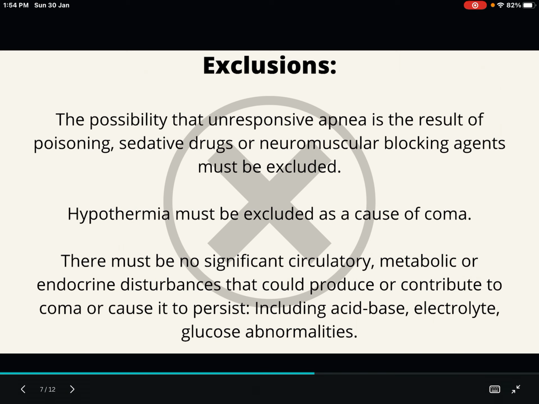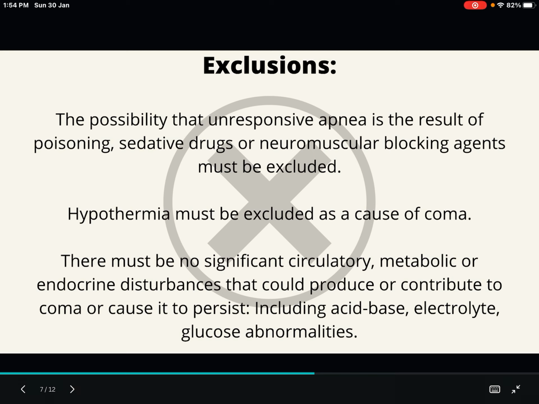So now let's see what the exclusions are. The possibility that unresponsive apnea is the result of poisoning, sedative drugs, or neuromuscular blocking agents must be excluded. The patient is unresponsive, but that should not be because of any poisoning or sedative drugs, since in poisoning and with sedative drugs the patient can also be unresponsive. So it should not be like that. That is the first exclusion criterion.